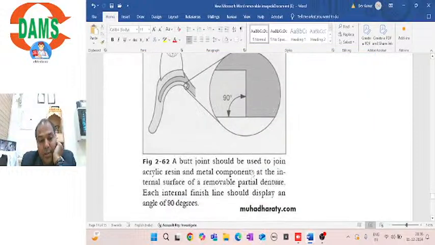So you can see that a butt joint should be used. This is the below one, so it is at 90 degrees. Okay, external finish line should be less than 90 degrees, but internal finish line should be at 90 degrees or butt joint.